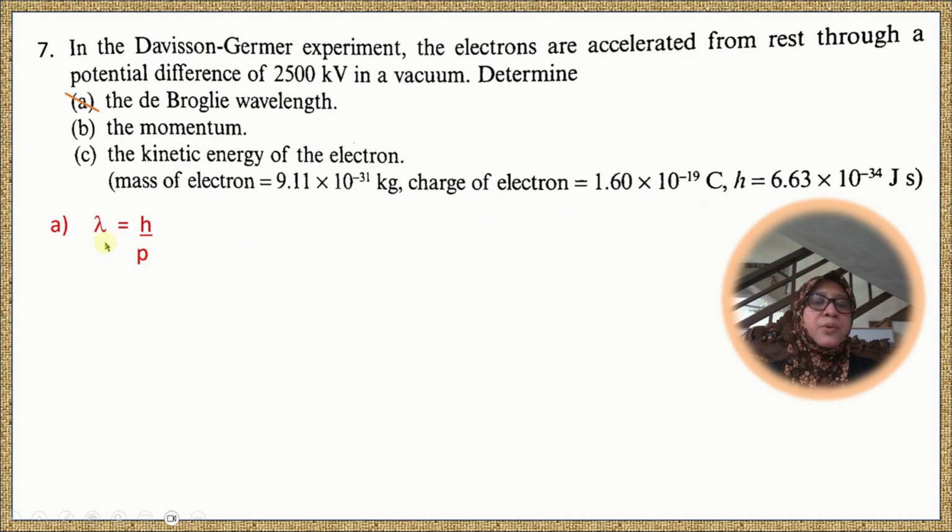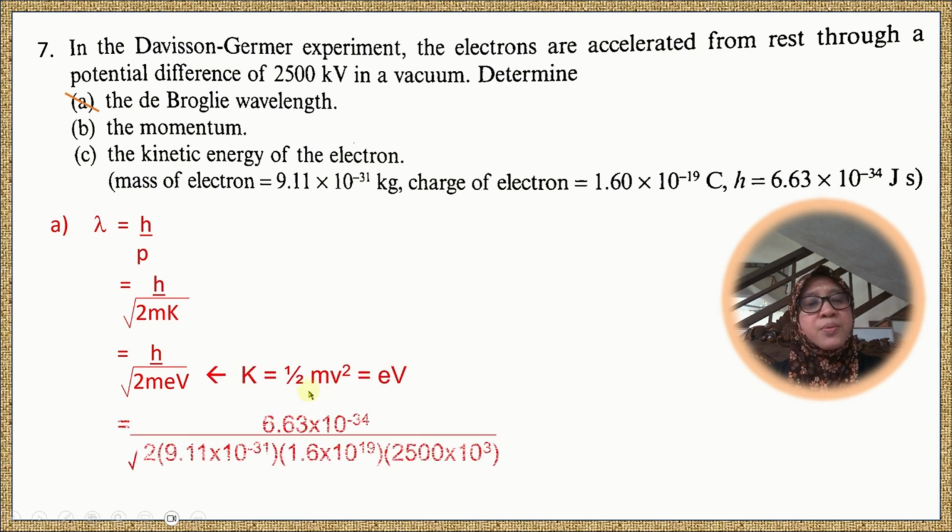Okay, we use the de Broglie wavelength equation, Planck constant over momentum, and another equation is h over square root of 2mK. Because here given potential difference, so we use another one, K equals to eV, from the principle of conservation of energy. So we use h over square root of 2meV. Okay, so now we substitute everything given here.